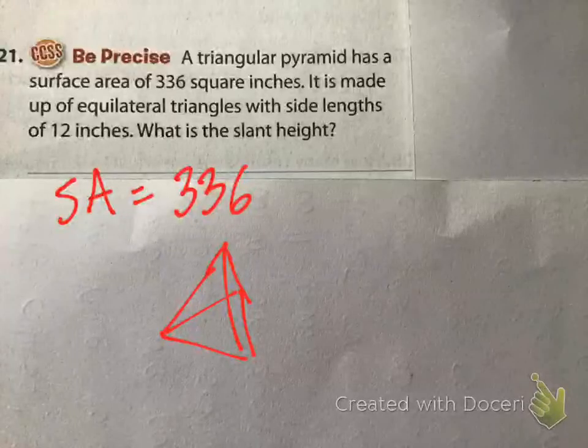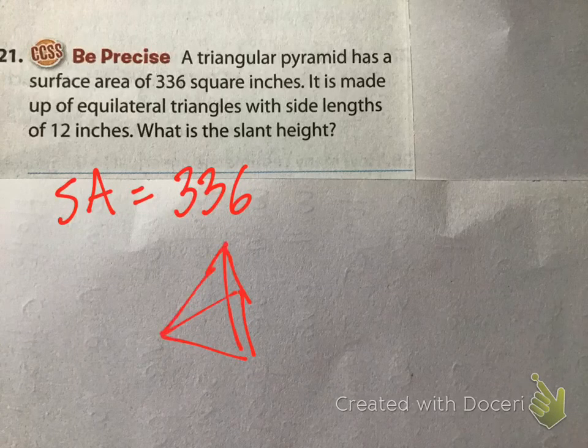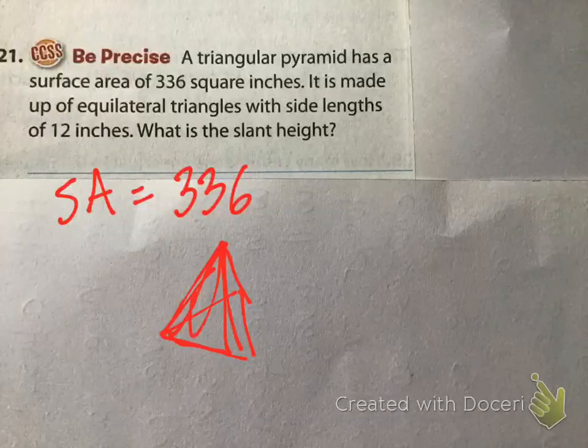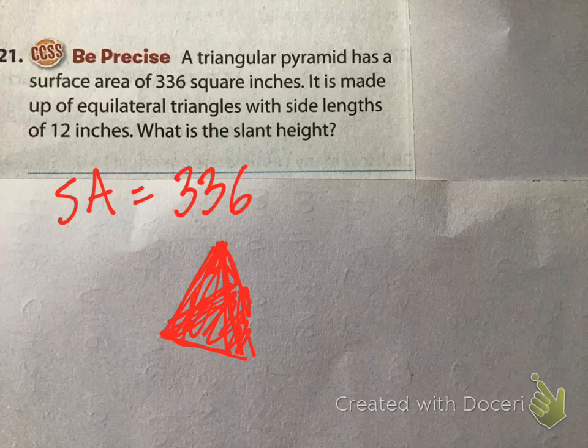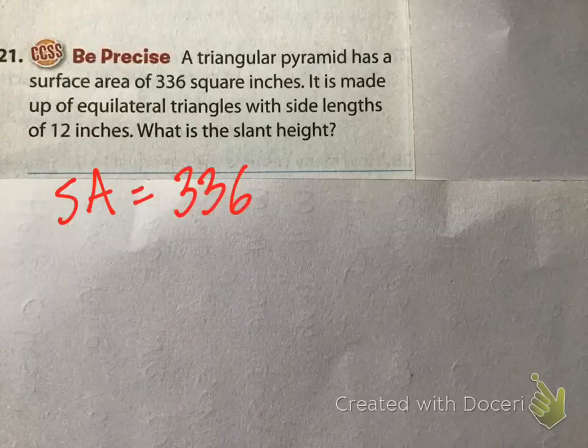It's 4, because I've got one triangle, as I erase it all, I've got one triangle here, a triangle in the back, a triangle on the side, and my triangle on the bottom. So I've got 4 triangles. So I know that my surface area is adding up all of my sides.